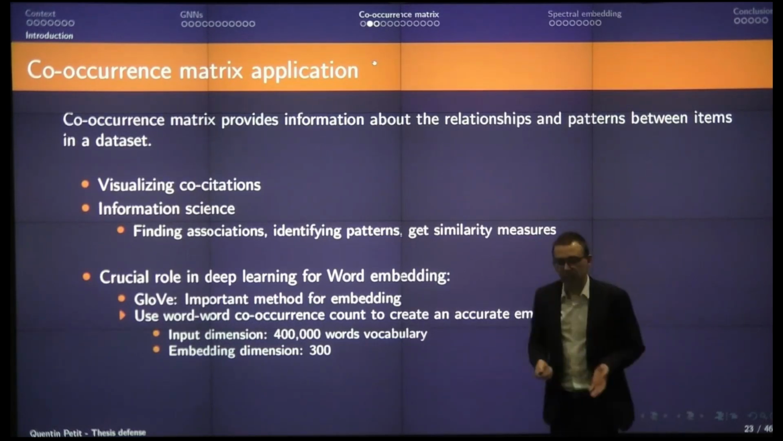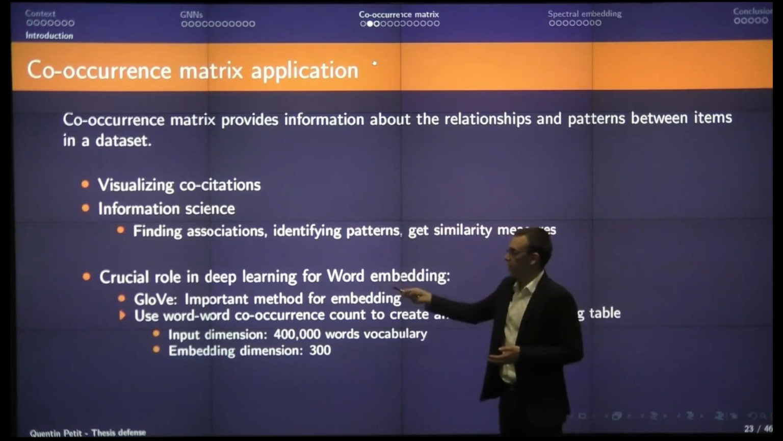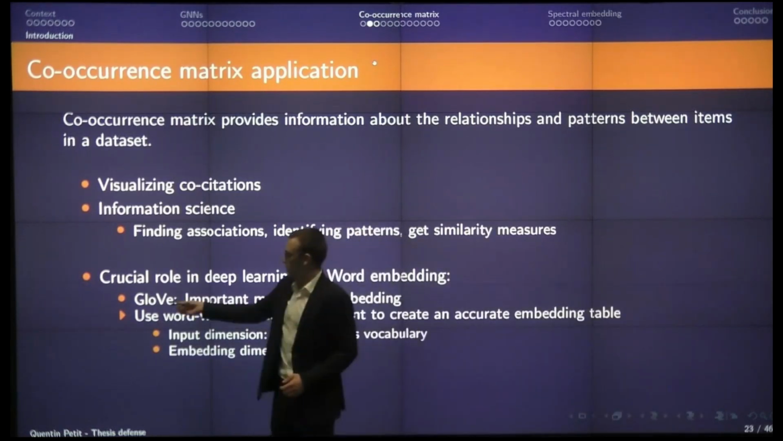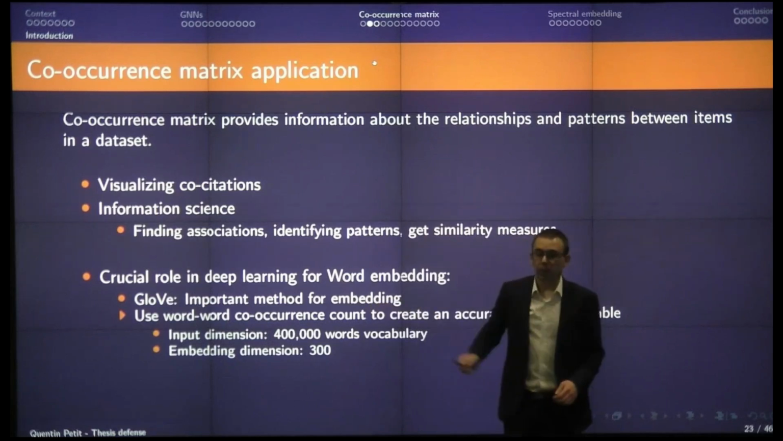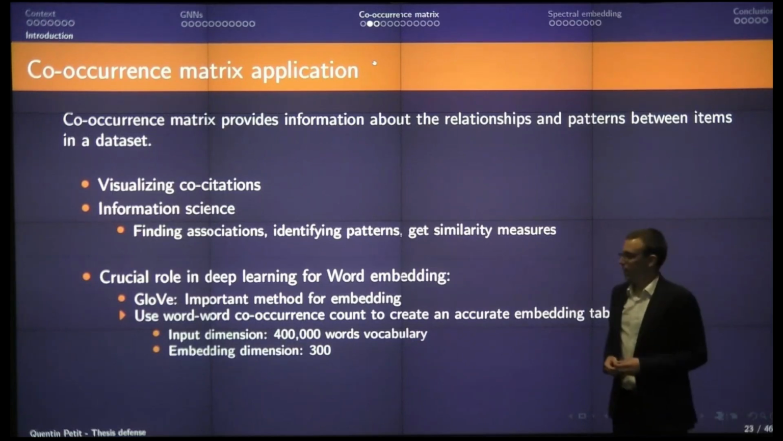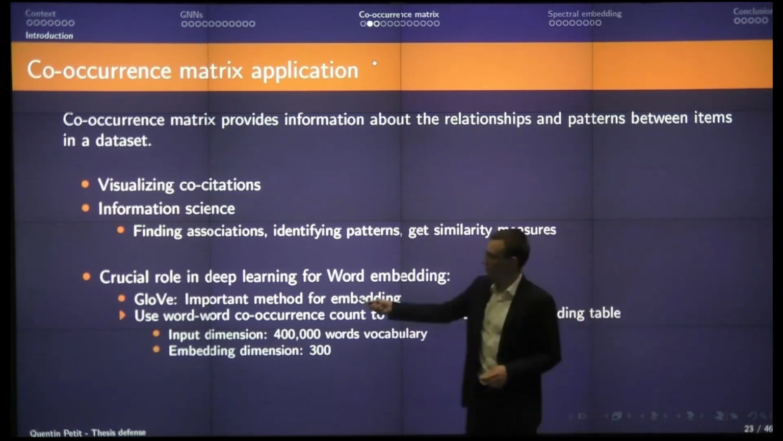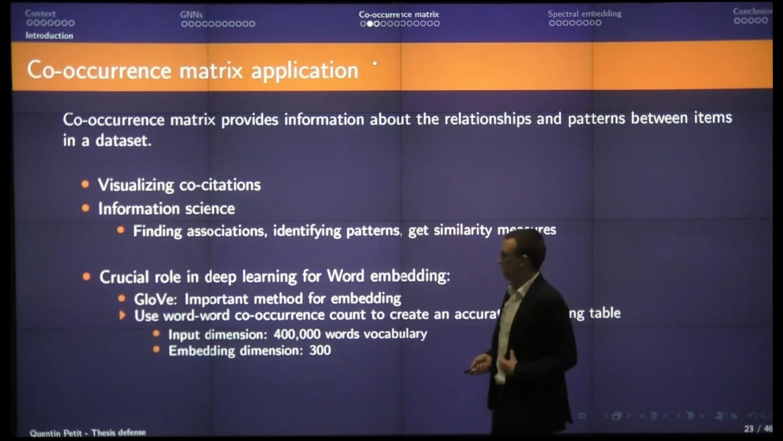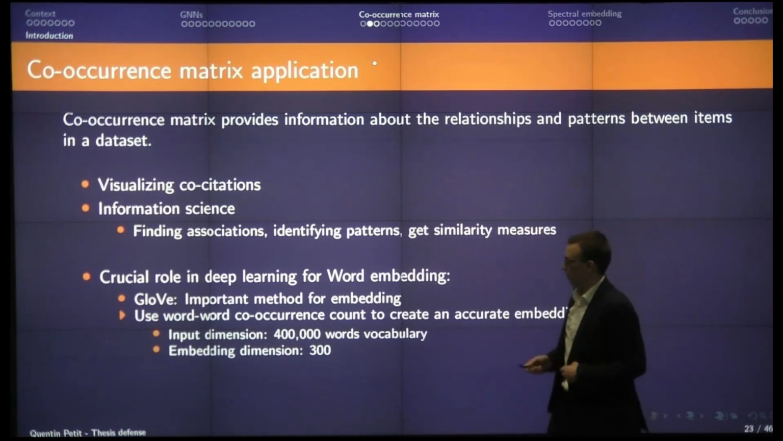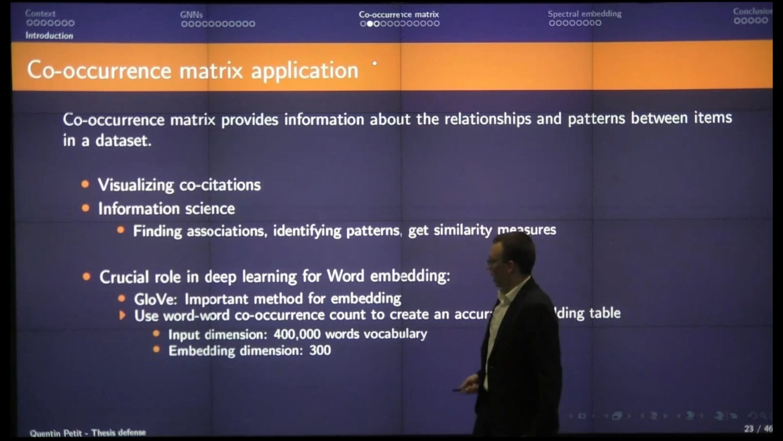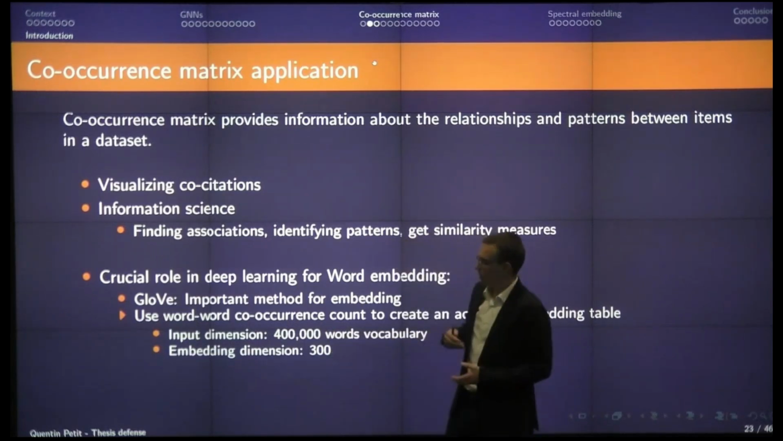And more recently, we also use the co-occurrence matrix in deep learning, and it has an important role for word embedding. For example, the method GloVe proposed in the literature uses a word-word co-occurrence matrix to create an embedding of an NLP dataset. So, for example, this GloVe method helps us to reduce the input dimension, which is around the number of words in the English vocabulary, which is around 400,000 words, and it creates an embedding, a vector representation of this, in only 300 dimensions.